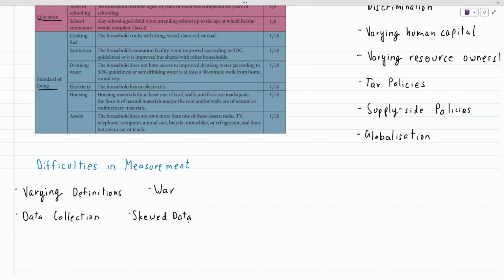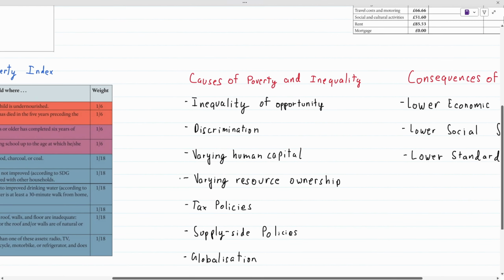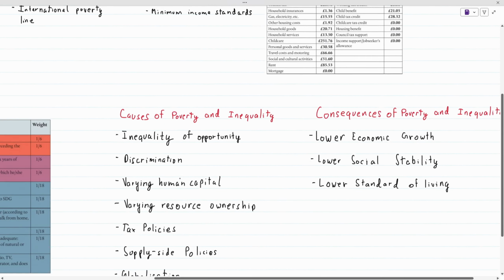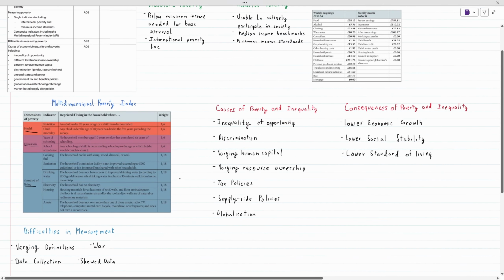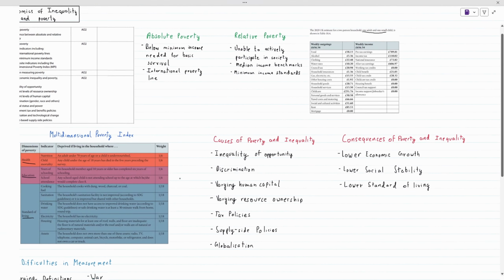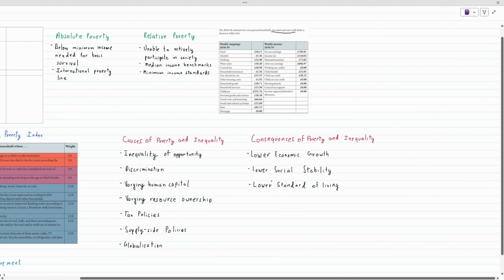Another example might be skewed data. So if data relating to poverty or any one of these aspects is requested from a government to serve their own national interests or to protect their international image, they might purposefully skew the data, providing inaccuracies, which is again a big difficulty in the measurement of poverty. So these three aspects are the main things we're supposed to know to define poverty.